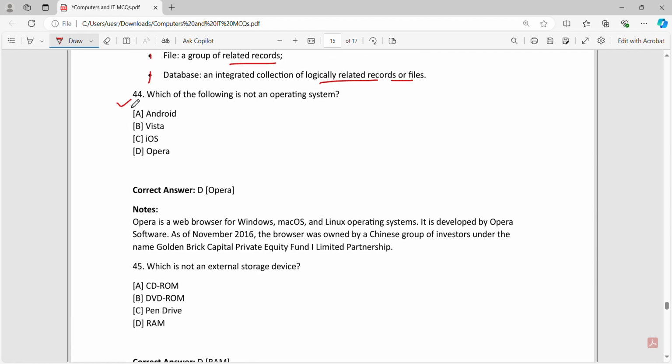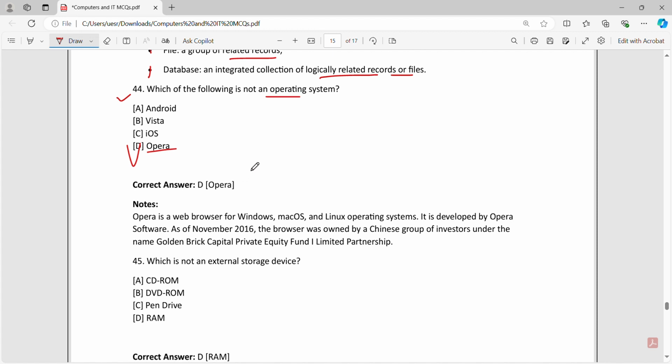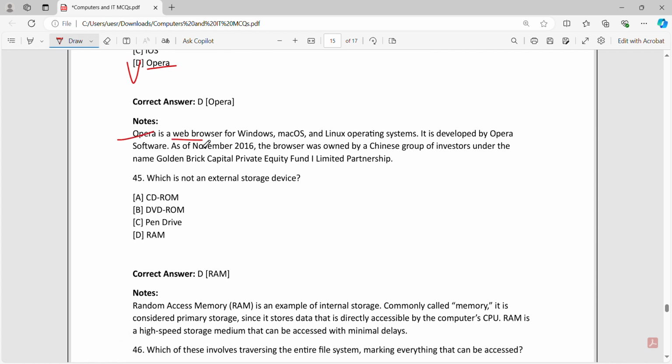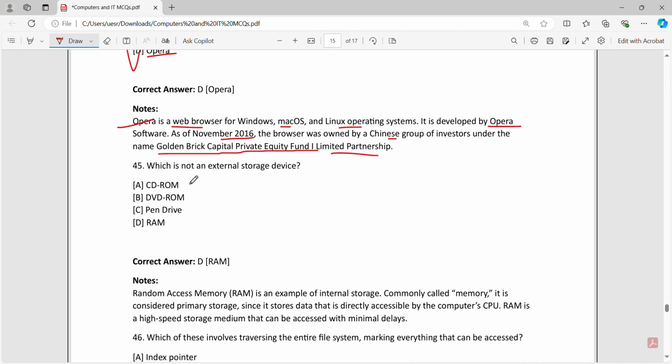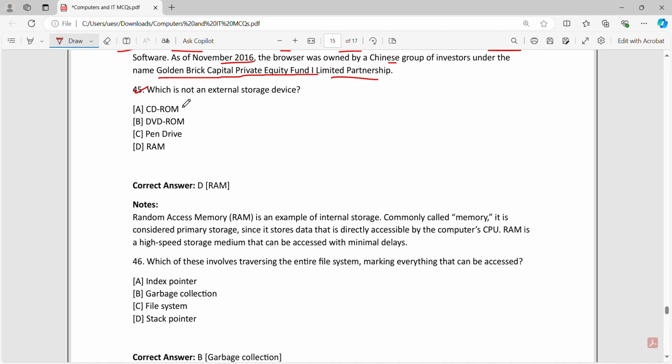Question number 44. Which of the following is not an OS, operating system? So D, Opera, is not an operating system, while Android, Vista and iOS are operating systems. Opera is a web browser for Windows, Mac OS and Linux operating systems. It is developed by Opera Software. As of November 2016, the browser was owned by a Chinese group of investors under the name Golden Brick Capital Private Equity Fund Limited Partnership.